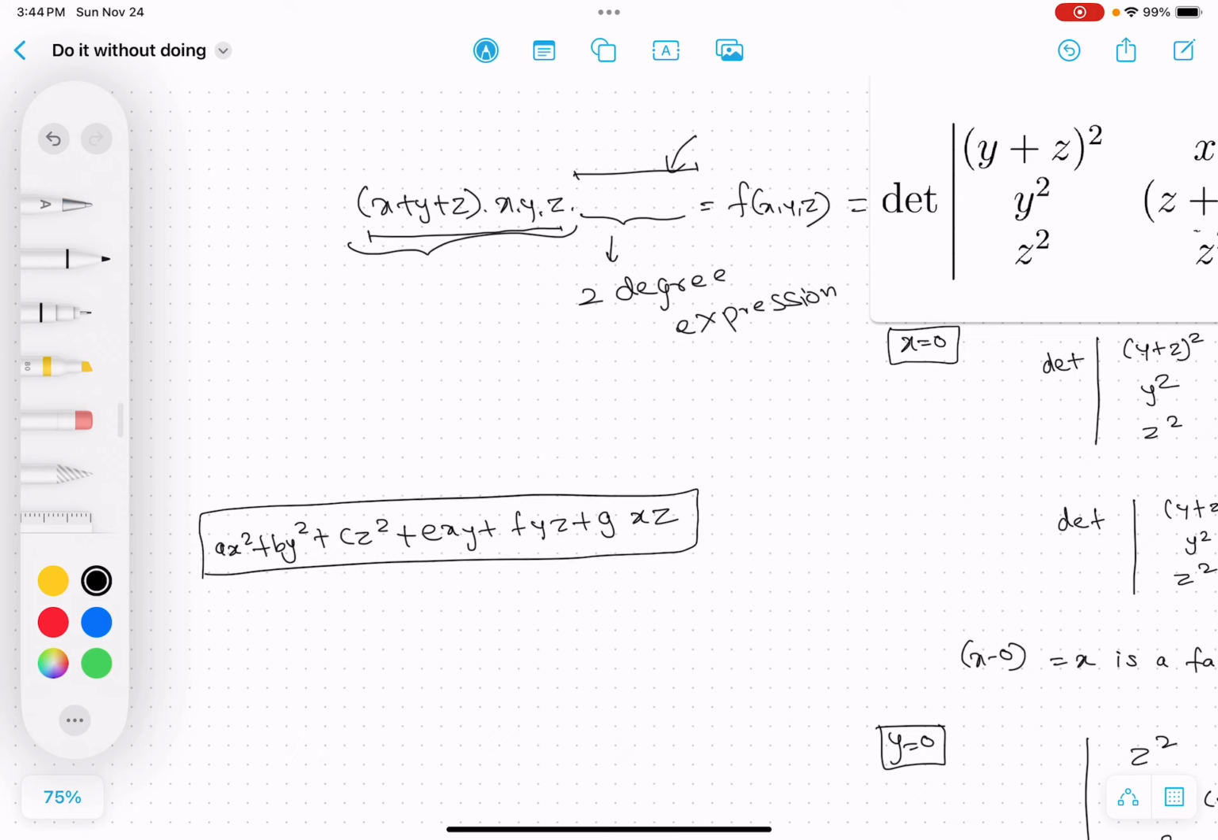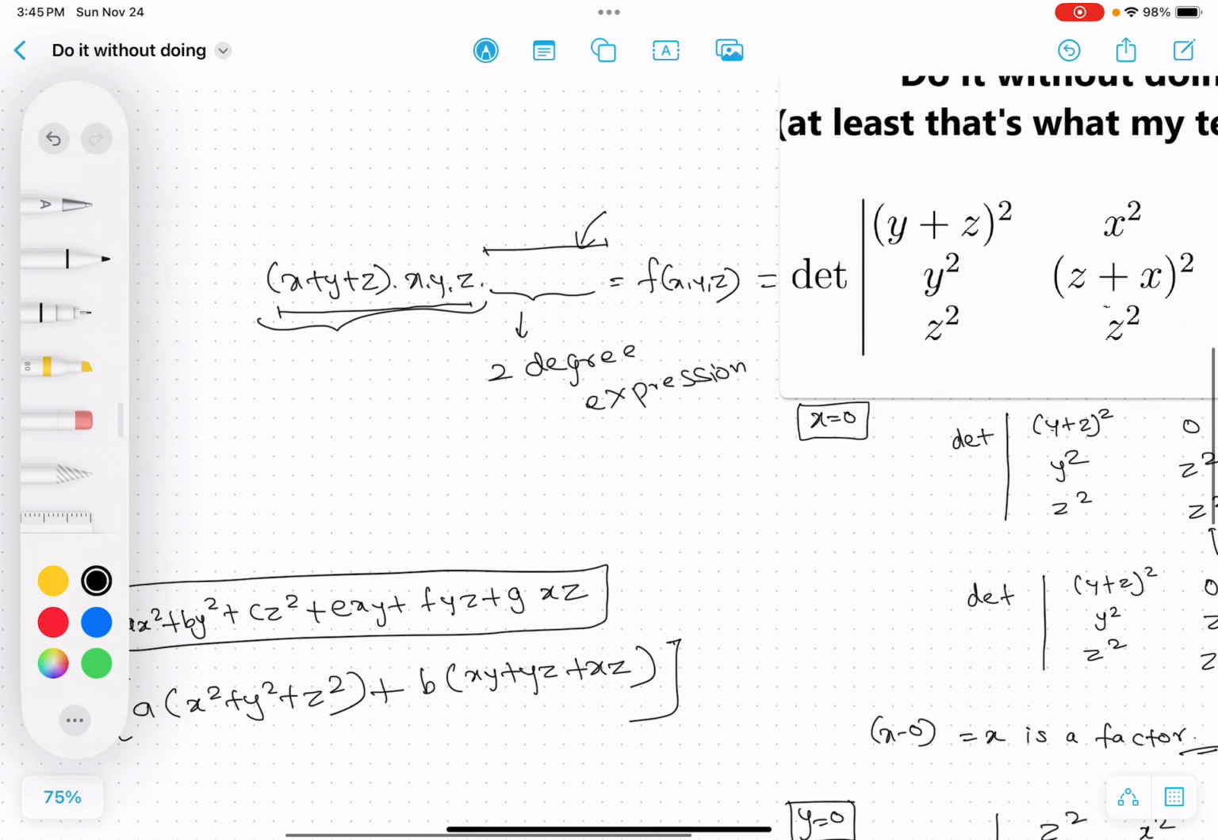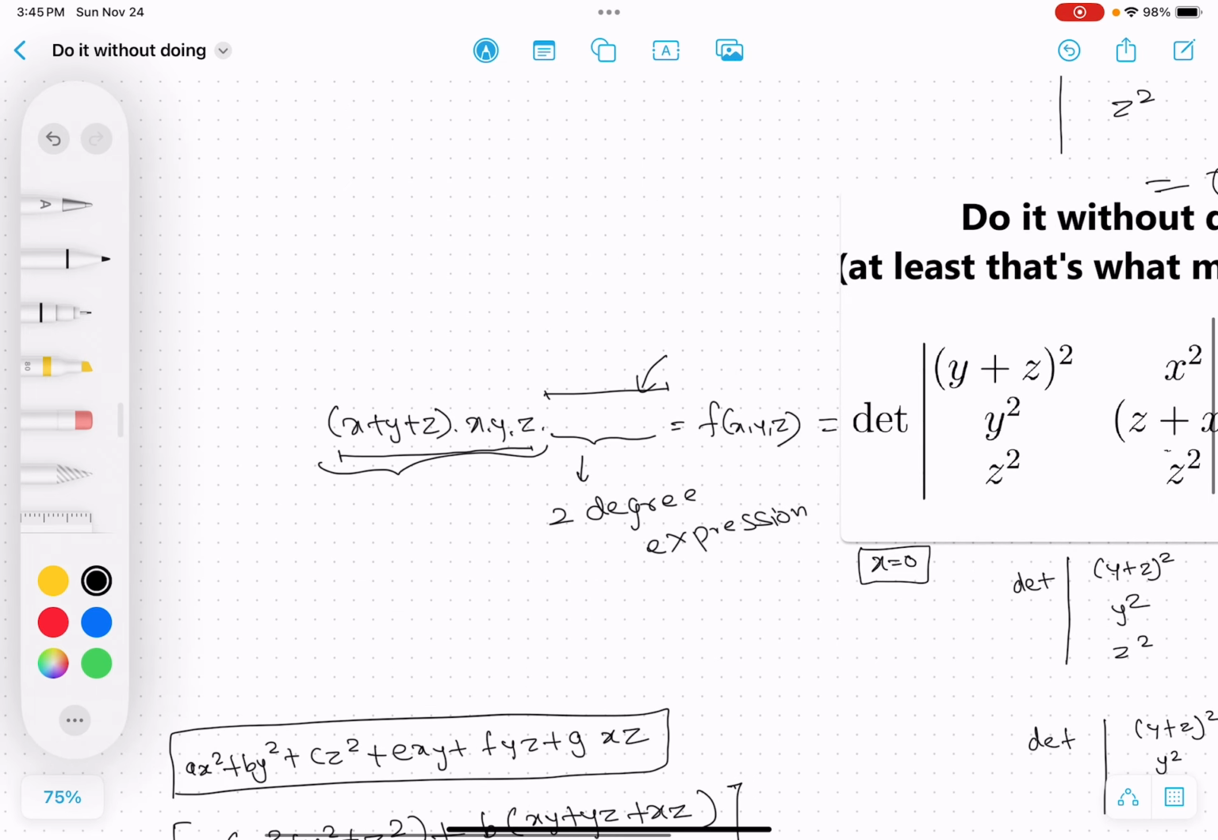But since they are symmetric, for our case we need not consider this. What we can consider is a times x square plus y square plus z square, which will all have the same coefficient, and b times xy plus yz plus xz. So our expression will be in this form for some numbers a and b. And we have to consider the constant, because constants don't have any degrees, but they can be there. So now we know that our function is something like this.